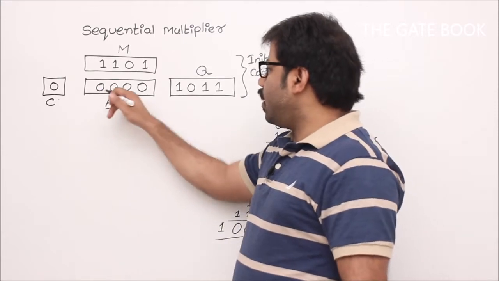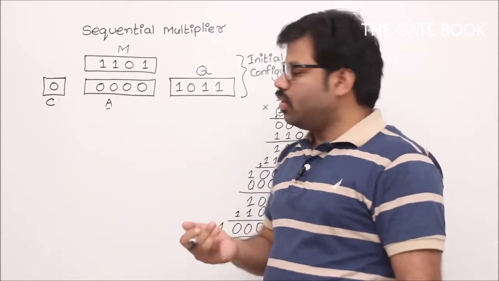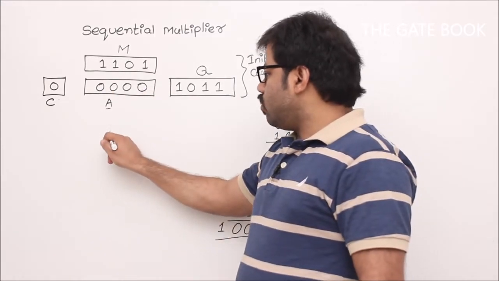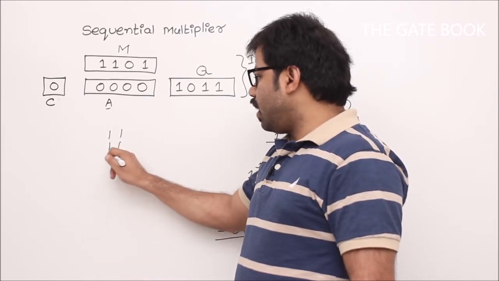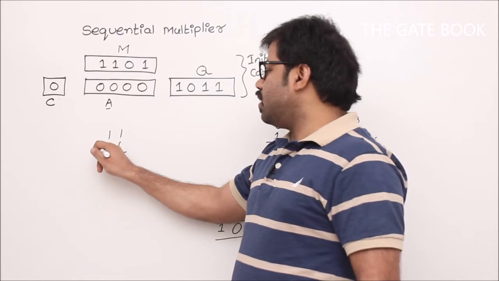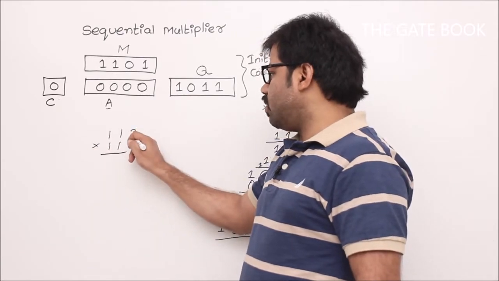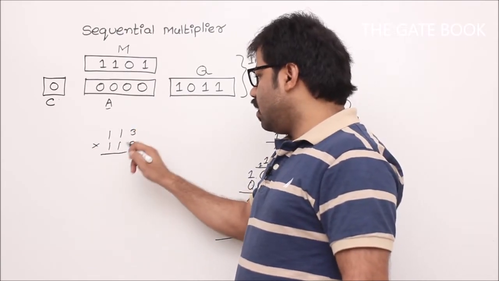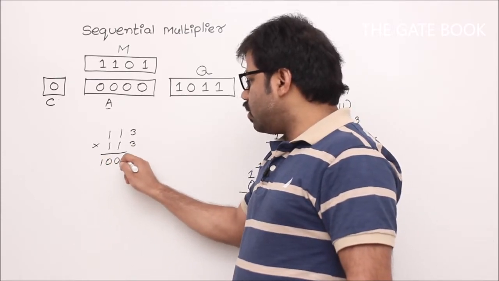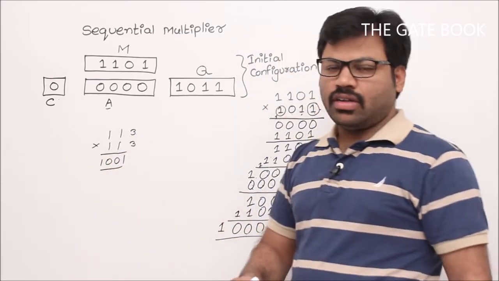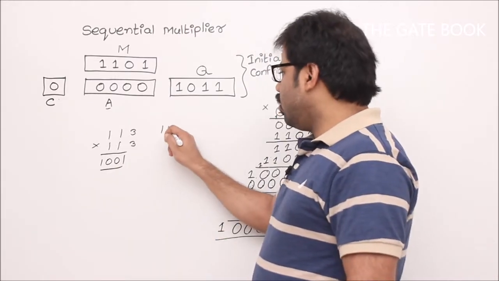Sir, with 4 bits, how can you store the value? I will tell you. For example, you have 2 bits of information. You are multiplying 2 bit numbers. How much space do you require? Just observe. 11 means 3. This 11 means 3. 3 times 3 is 9, right? So to represent 9, you need 1001. 4 bits are required.